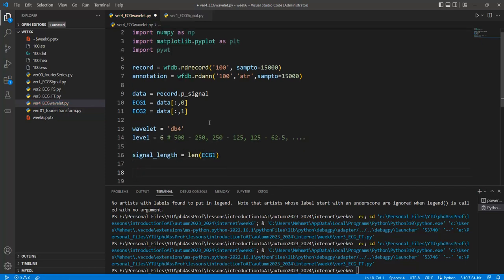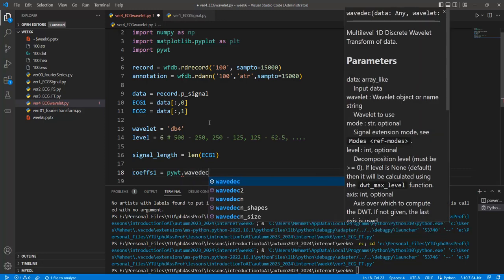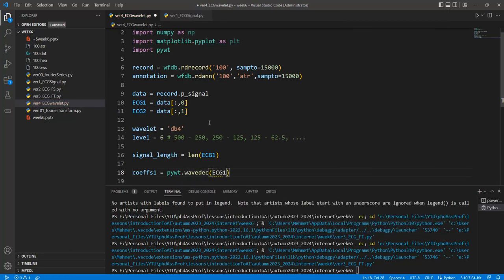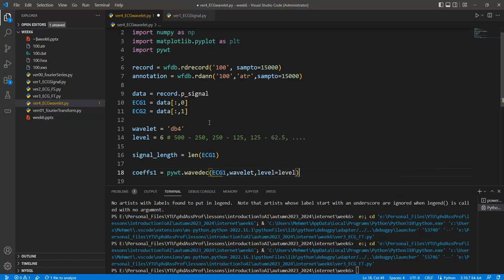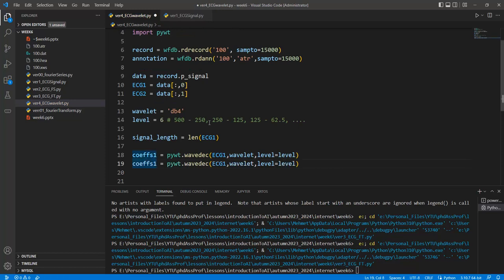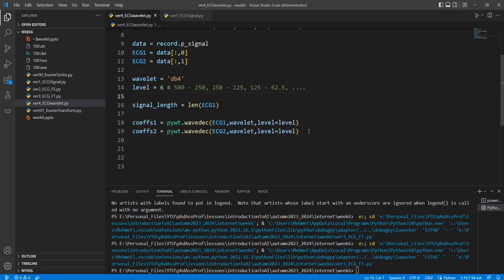Okay, and so coef 1 is equal to what? The pywt wavelet decomposition can be called with ECG1, and wavelet type and level should be equalized to the level. Okay, and coef 2 is also given in here like this one. Okay, this coef includes what? The frequency components of your levels, and so the time values can be created with what?